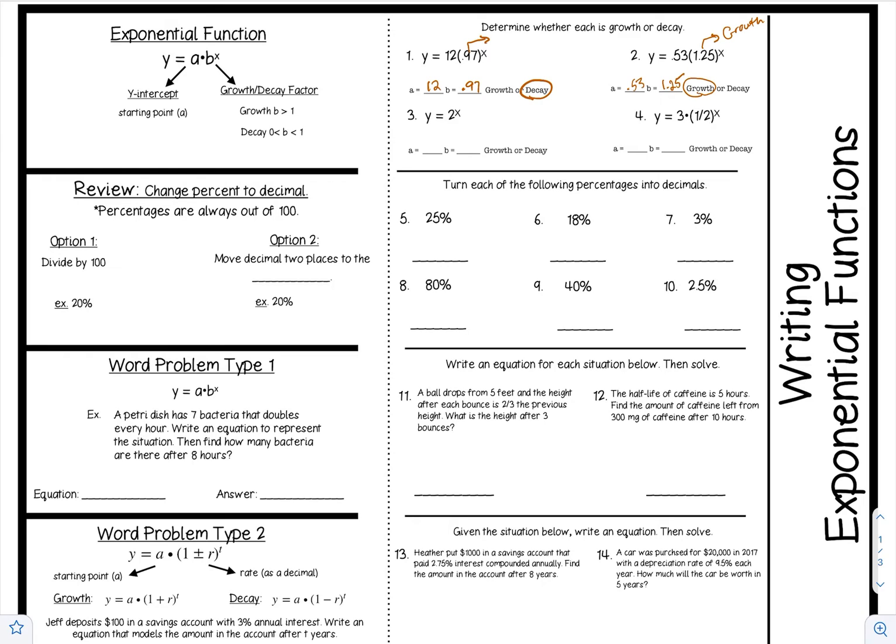Okay, so for the first type of word problem, we're still dealing with our form y equals a times b to the x. Let's say in a petri dish, there are 7 bacteria that doubles every hour. And we want to write an equation to represent the situation. What we start off with in the petri dish is 7 bacteria. So that's our starting point, a. It says it doubles every hour. Well, the number that represents double is 2. So times 2 each hour. Therefore, our b is 2.